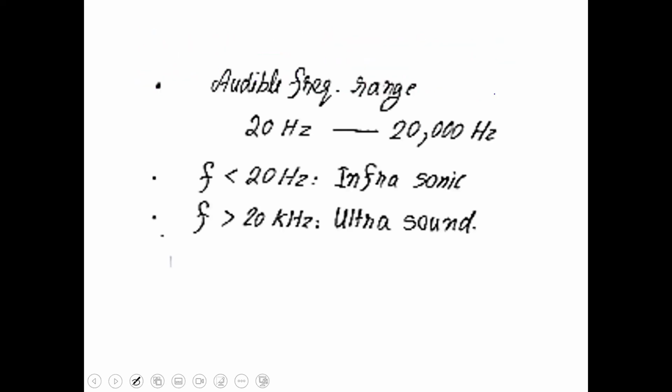This number is famous, 20 hertz to 20,000 hertz. If the frequency is below that, it is called infrasonic. We can't hear it. If it is above 20 kilohertz, we can't hear it, and we call it ultrasonic, ultrasound. You have to copy this screen.